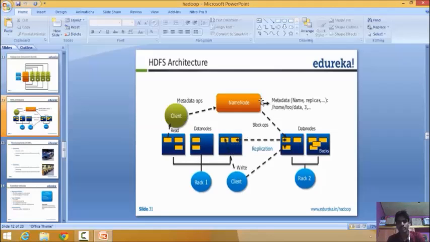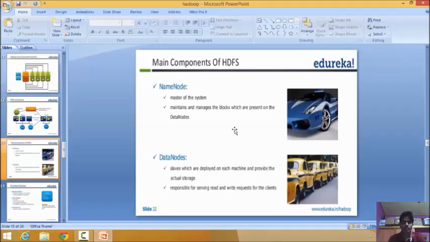The main problem here is that storage is not really a problem. Reading the data is a major problem, so we need to avoid that. Let us move further. What are the main components of HDFS? As I have said in the previous diagram, it is name node and data node.